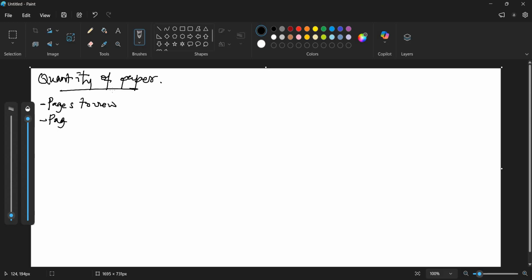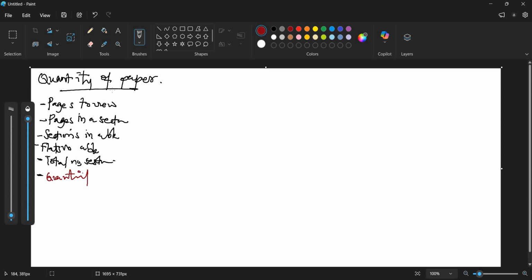pages in a section, sections in a book, flats in a book, and then total number of sections. Okay, so the next one to deal with is what we have: quantity of paper.